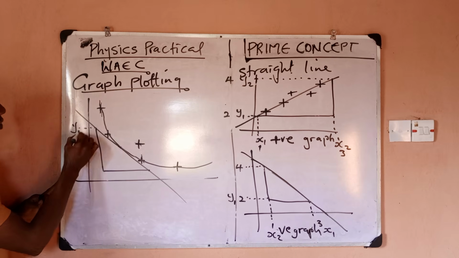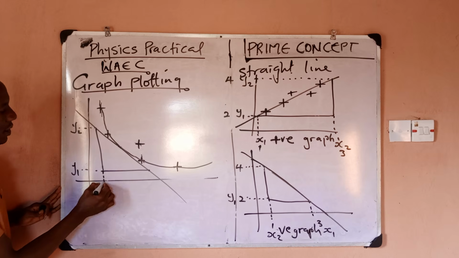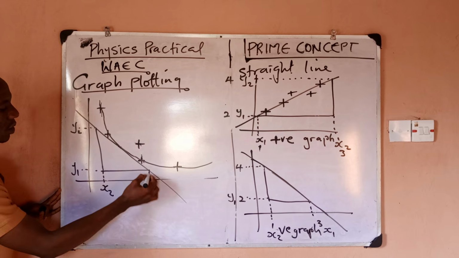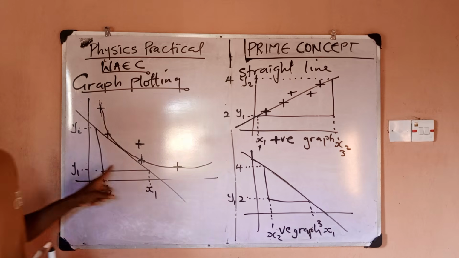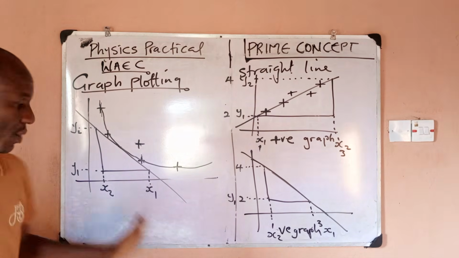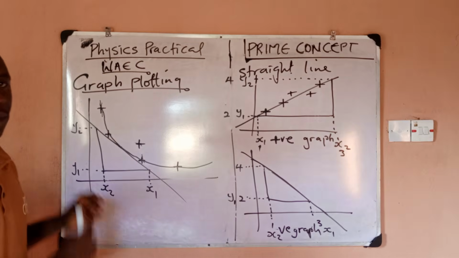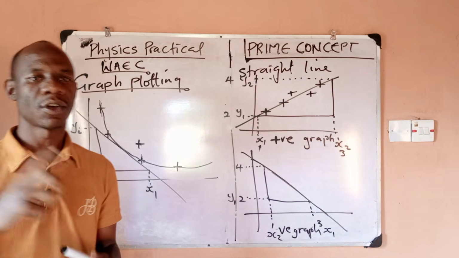With your triangle, you can trace this. This becomes your y2. You can trace this. This becomes your y1. You can trace this. This becomes your x2. You can trace this. This becomes your x1. Remember, this curve is going to give you a negative slope. You can see the tangent goes this way, so it means it's going to be negative. So this is how you can find slope under your WAEC condition.